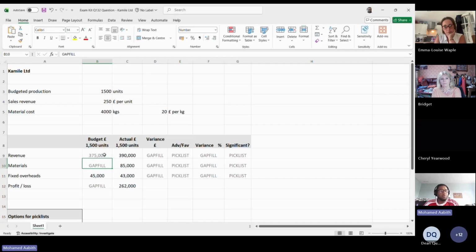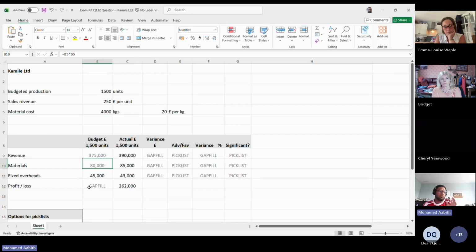Now let's look at the next one. They ask you what is the total material cost. According to the budget, it's going to take 4,000 kilograms, valued at 20 pounds per kilogram. So here I'm going to say equal to that times that. In the exam, if you cannot select the boxes, you type the data manually: P5, star for multiplying, and then T5. It will automatically give you the total material cost.